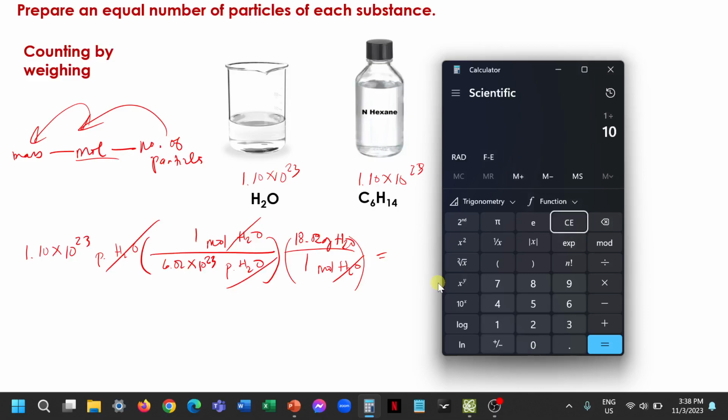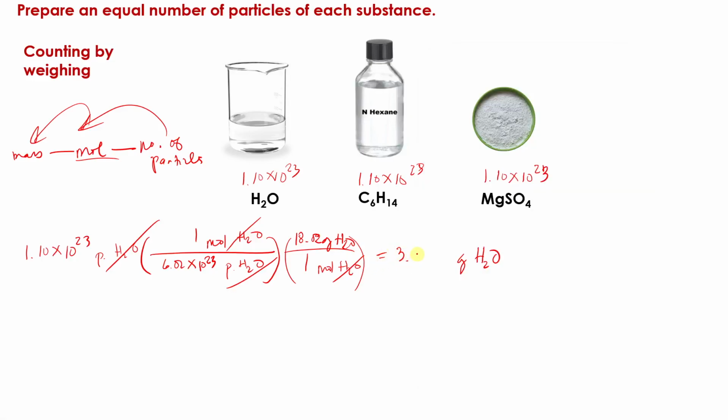We have 1.10 times 10 to the power of 23, times 18.02, divided by 6.02 times 10 to the power of 23. We have 3.29. So this one is 3.29 grams of H2O.